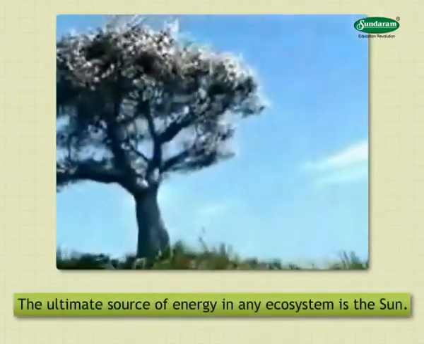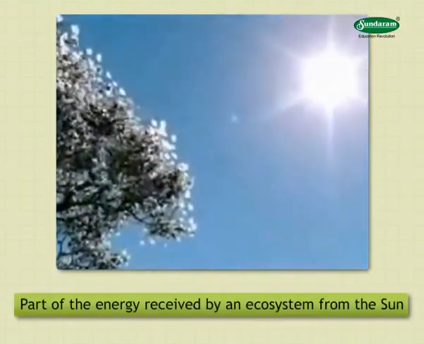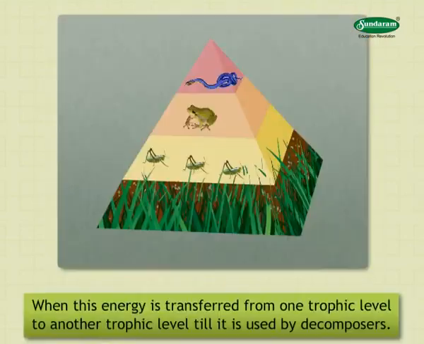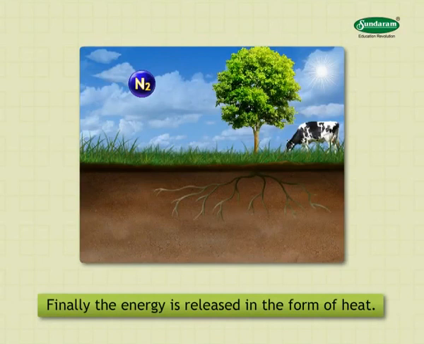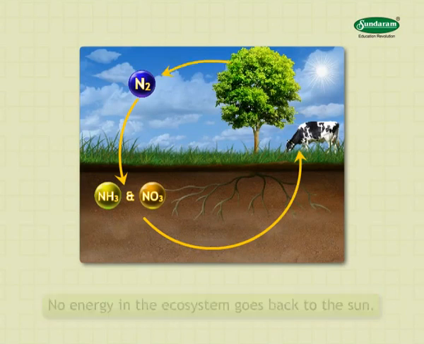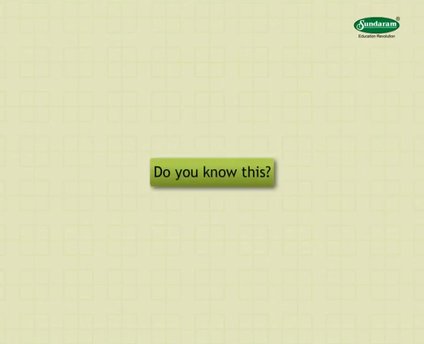The ultimate source of energy in an ecosystem is the sun. Part of the energy received by an ecosystem from the sun is stored in food molecules by plants. This energy is transferred from one trophic level to another trophic level till it is used by decomposers. Finally, the energy is released in the form of heat. No energy in the ecosystem goes back to the sun. Thus, the flow of energy in an ecosystem is unidirectional.